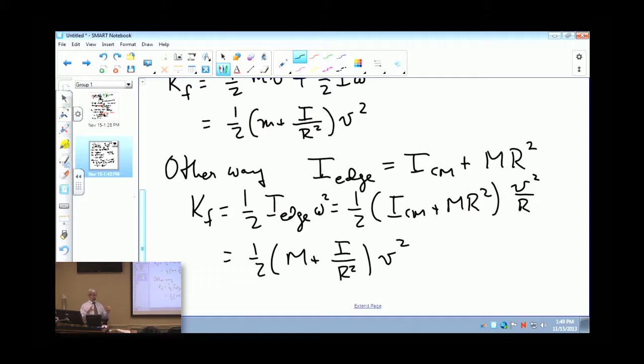And how could you tell the difference between them? You just put them on the ramp and let them roll, and which one hits the bottom first? The hollow one? Does the hollow one hit the bottom first? No. The solid one hits the bottom first, right? The solid one has a lower moment of inertia.